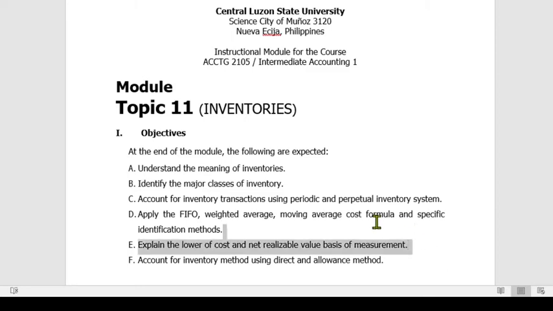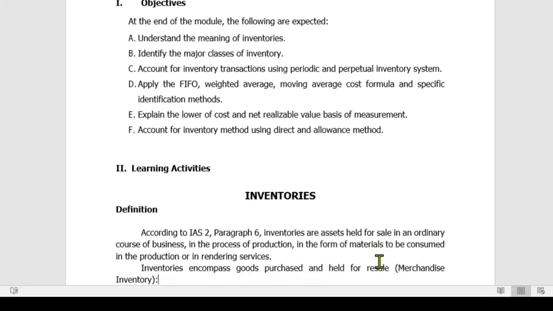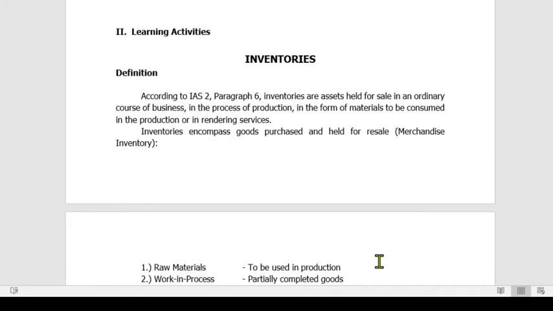Kung mapapansin mo, these items already have been discussed during your cost accounting. Next, accounting for inventory method using the direct and the allowance method. So under International Accounting Standard number 2, paragraph 6, it is defined that inventories are assets held for sale in the ordinary course of business, in the process of production, in the form of materials to be consumed in the production or in rendering services.